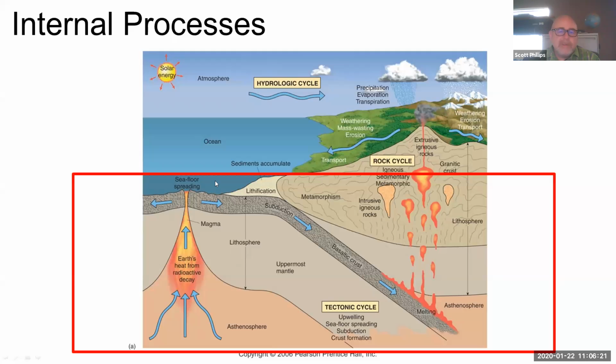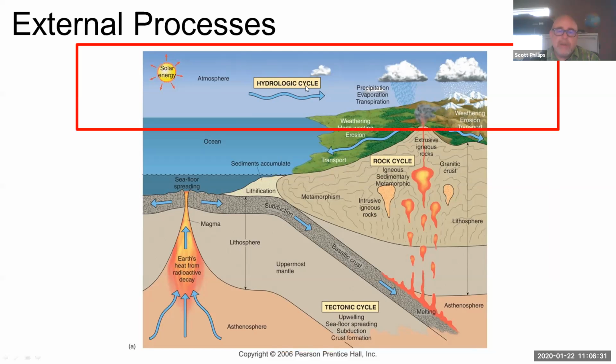They include two parts again: internal or endogenic processes, which include things like plate tectonics and volcanoes and the earth moving around. And we also have external processes that are driven by the weather. These tend to denude or wear down the landscape, like erosion from rain.